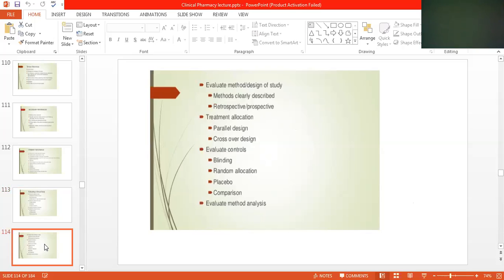Evaluate methods and design of the study: is the method clearly described, retrospective or prospective, treatment allocation, parallel design, crossover. Crossover means there are 2 groups, one an experimental group and one a control group. Evaluate control and blinding. Blind means you are not going to tell the patient what the drug is. Random allocation of the drug: you can give the drug to any patient or healthy individual. You also give a placebo to compare placebo effects, and then evaluate the method of analysis.